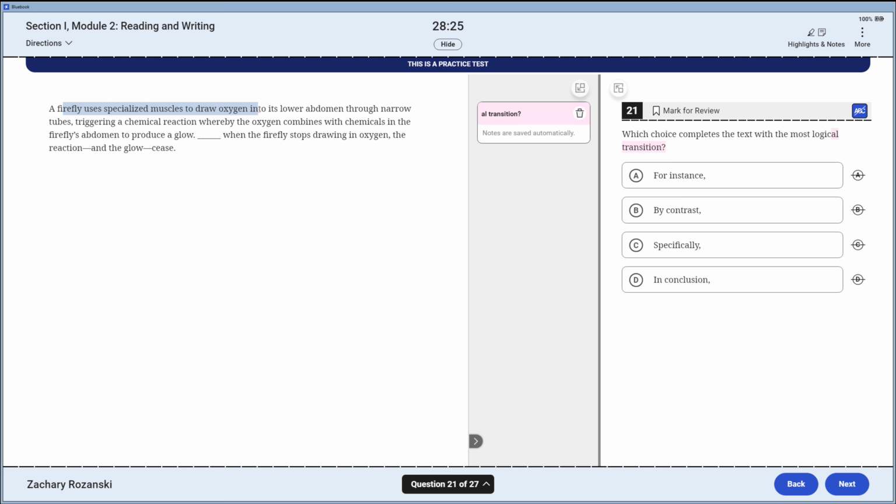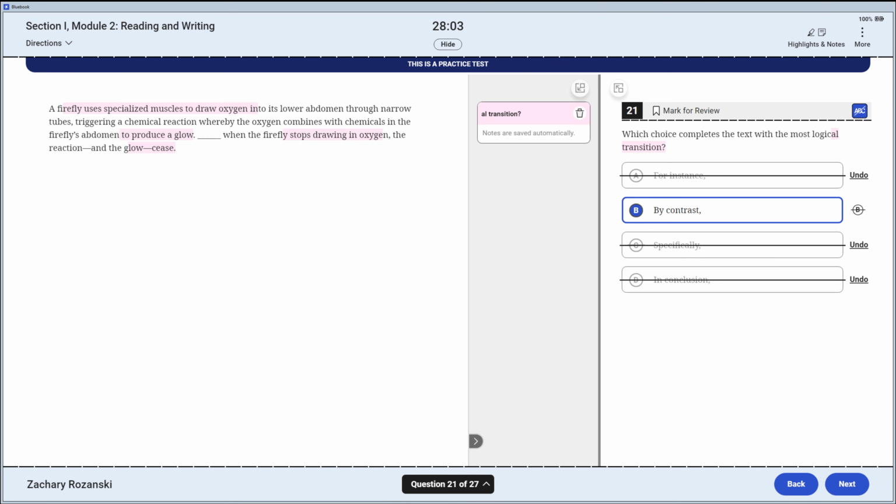Specialized muscles draw in oxygen, triggering a chemical reaction where oxygen combines with chemicals to produce a glow. Next, I feel sequencing: when the fire stops drawing in oxygen, the glow ceases. I'm not instantiating anything. They're different things. By contrast seems to be good. Even though I liked the notion that there was sequence, I'm not just going to throw out a random "in conclusion."